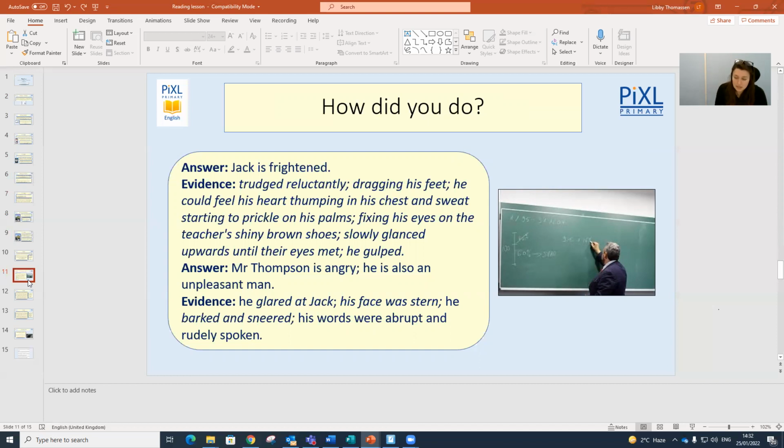For Mr. Thompson, we've got that he was angry or that he's an unpleasant man. And the evidence for that was he glared at Jack, his face was stern, he barked and sneered, and his words were abrupt and rudely spoken.